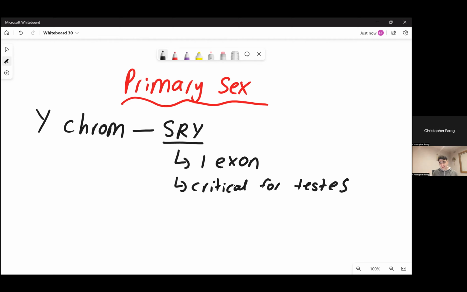Why, you may ask? What does it actually do that's so critical for testes development? Well, it does two things. It may do more, may do less, but the consensus is that there are two known mechanisms. The first is that it's a transcription factor.